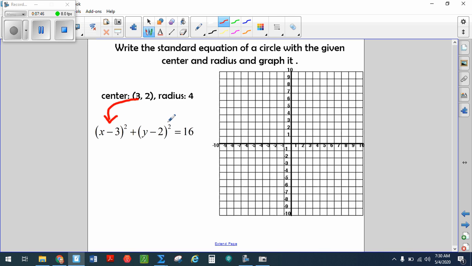Going to the right 3, I'm going to do x minus 3 squared. Going up 2, I'm going to do y minus 2 squared. My radius is 4, so radius squared is 16.